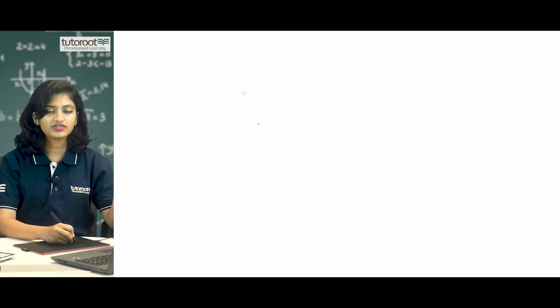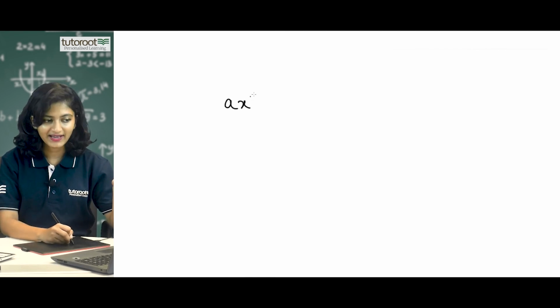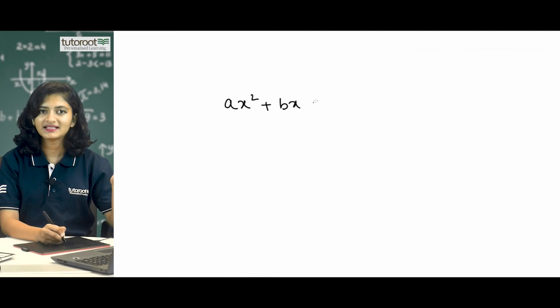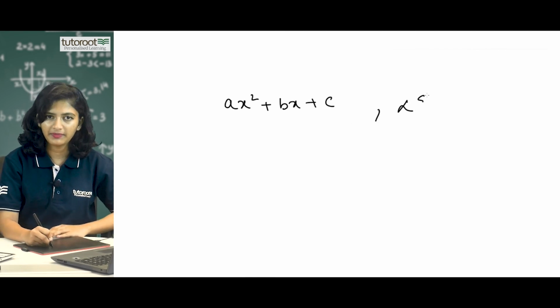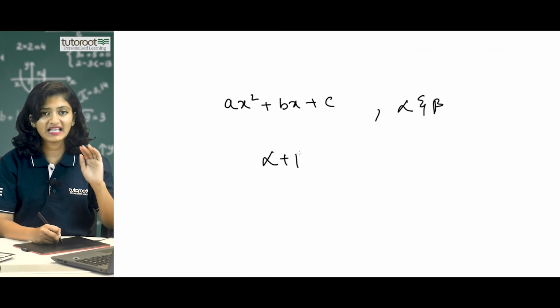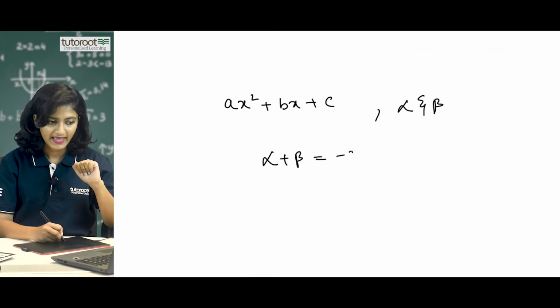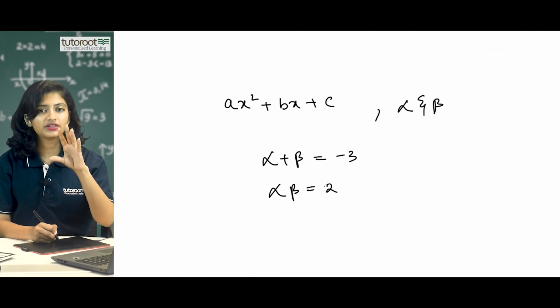Now let's take the general form for a quadratic polynomial, which is ax square plus bx plus c, and its zeros are alpha and beta. Now we already know that alpha plus beta, or the sum of the zeros, is -3 and the product of the zeros is 2. This is all given in the question.